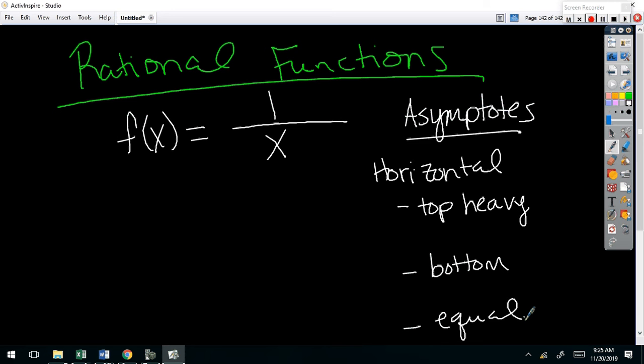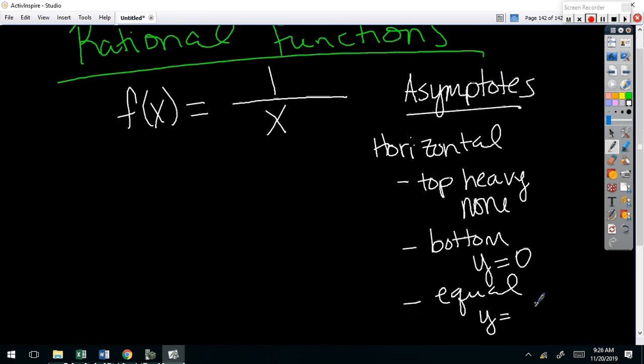Okay. So if it was top heavy, it didn't have any horizontal asymptotes. Right? And if it was bottom heavy, do you remember what the asymptote was? Y equals 0. We're talking about the equation, we're talking about an asymptote, right? And then we said if they were equal, we took the coefficient of the top divided by the coefficient of the bottom. That's exactly right.